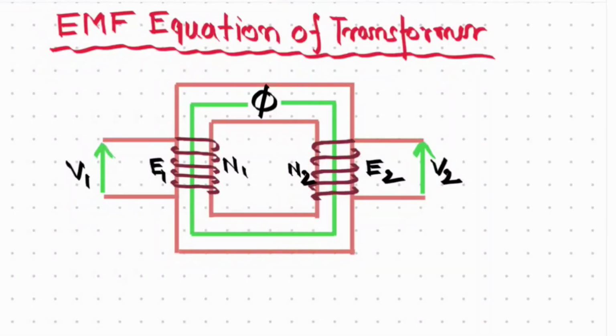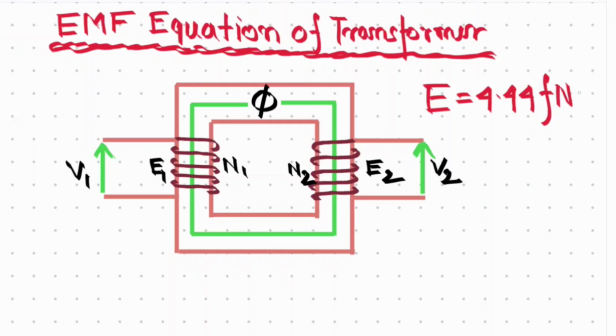Welcome back. In this lecture, we are going to learn about the EMF equation of a transformer, one of the most important topics in electrical machines. We'll cover the concept, derivation, and finally understand why the famous formula E is equal to 4.44 F N phi m comes into play. So this is our today's topic. So let's start.